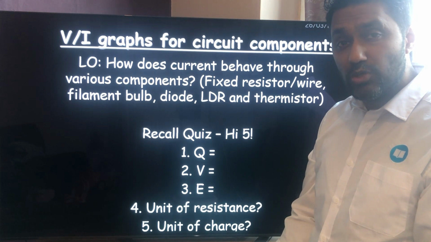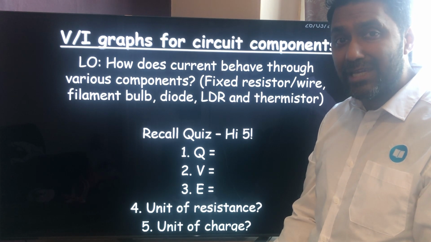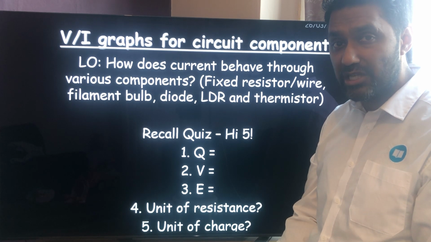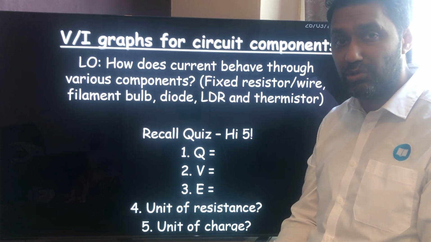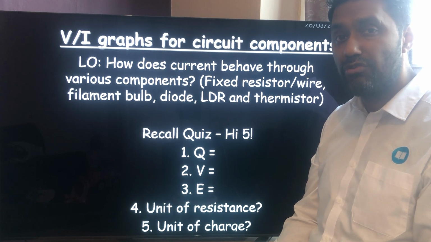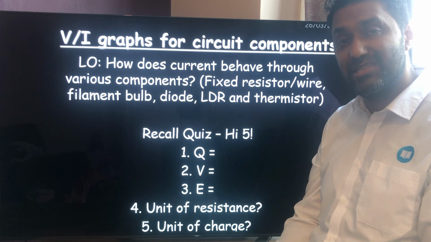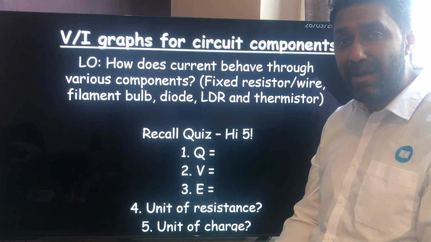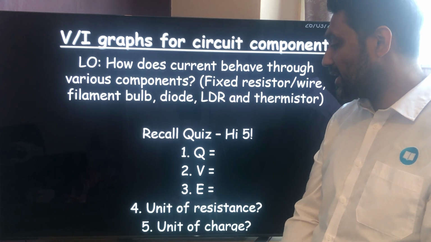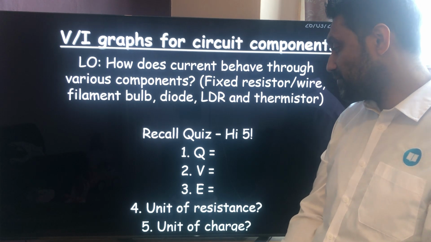V equals, based on Ohm's law, V equals IR. V equals I times R. So the voltage, or the potential difference, which is the correct word for it, equals the current times the resistance. Again, current is measured in amps, and the resistance, which we'll come on to in a minute, is measured in ohms.